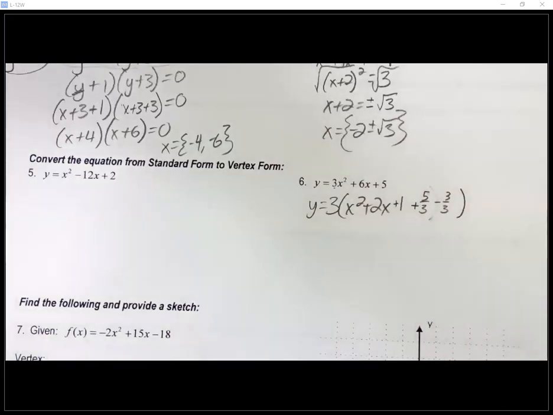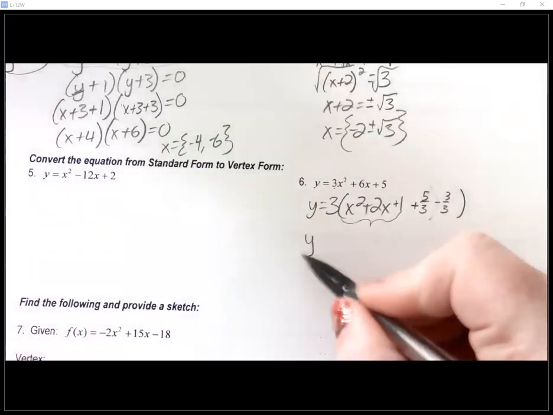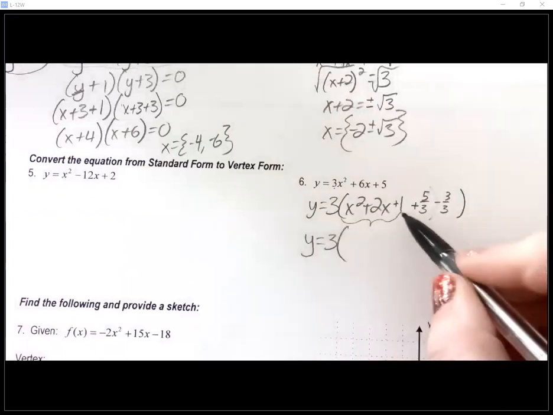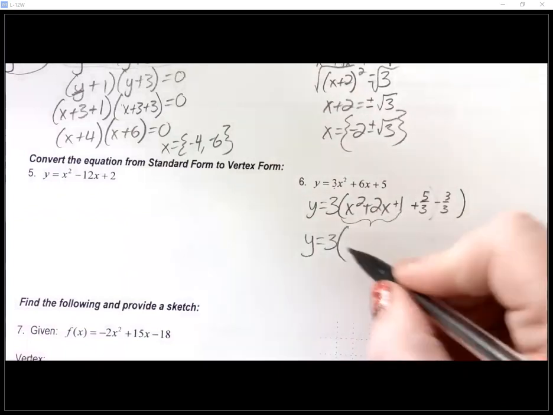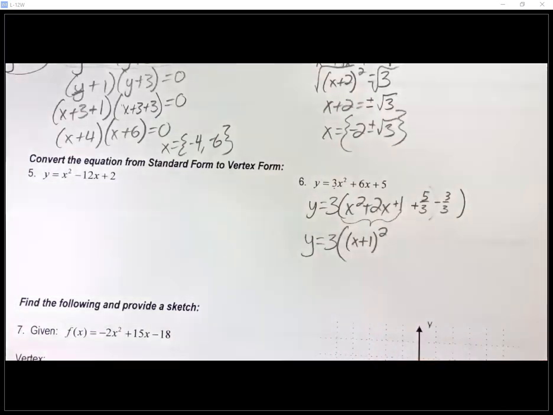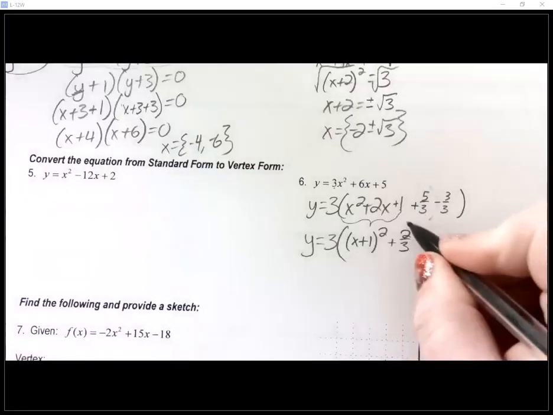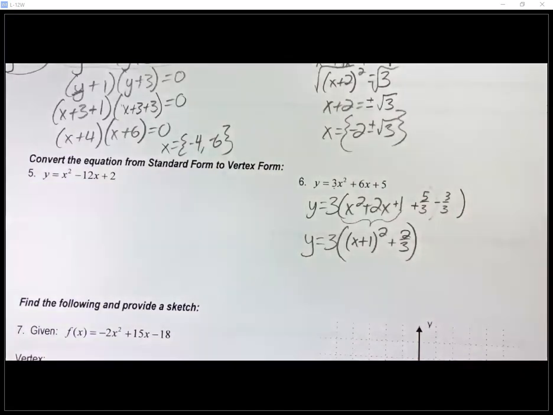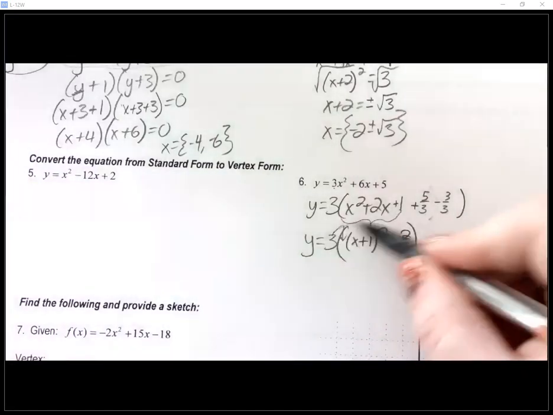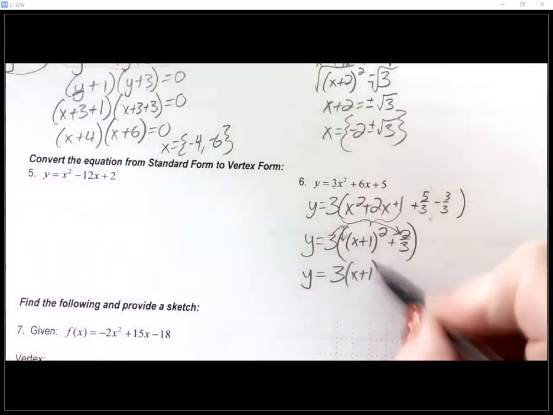And now this chunk is always going to be a perfect square trinomial. So factors of 1 that have to add to 2 are 1 and 1. So don't I write that as (x plus 1), the whole thing squared? And now I can do 5/3 minus 3/3. Isn't that just 2/3? And then the only thing I have left to do is to distribute that 3. And I'm done. So I multiply the 3 here and here. My final answer is 3 times (x plus 1) squared plus 2.